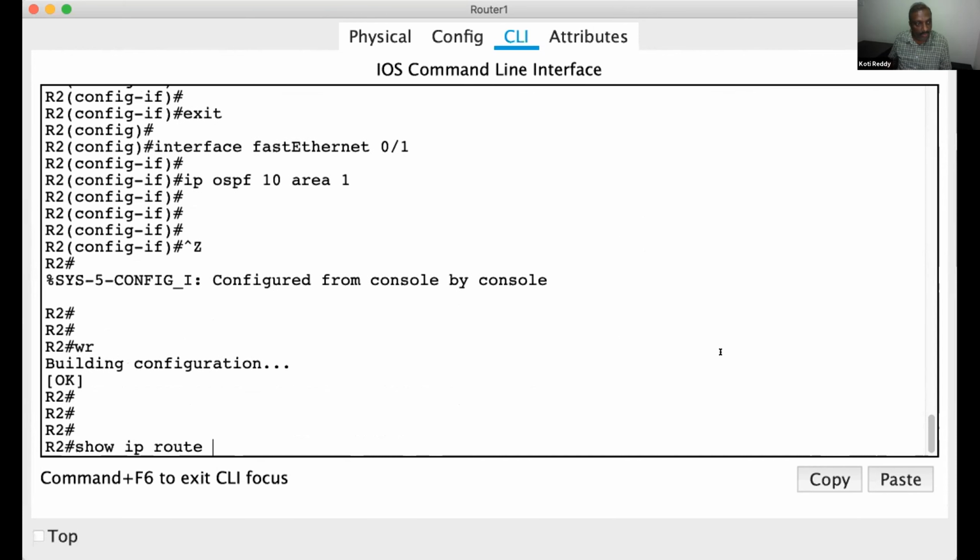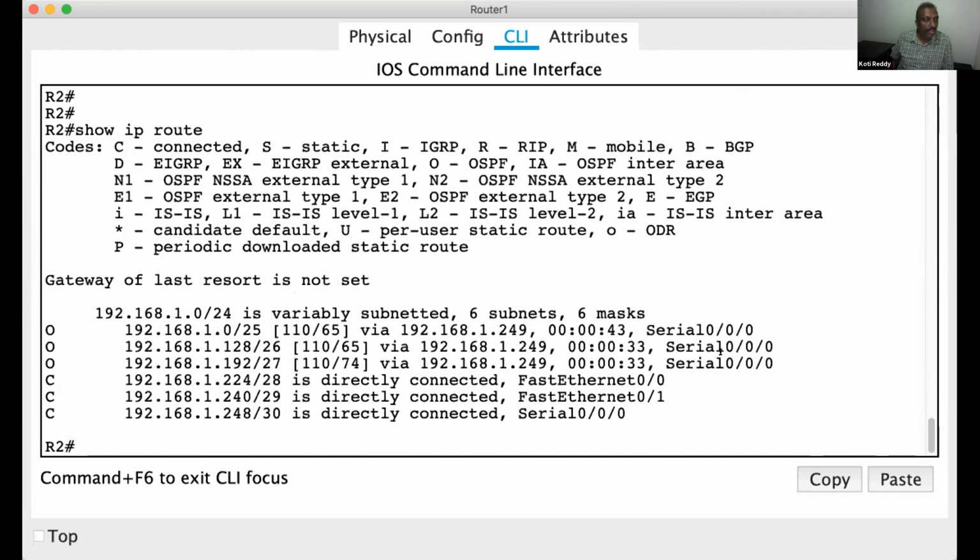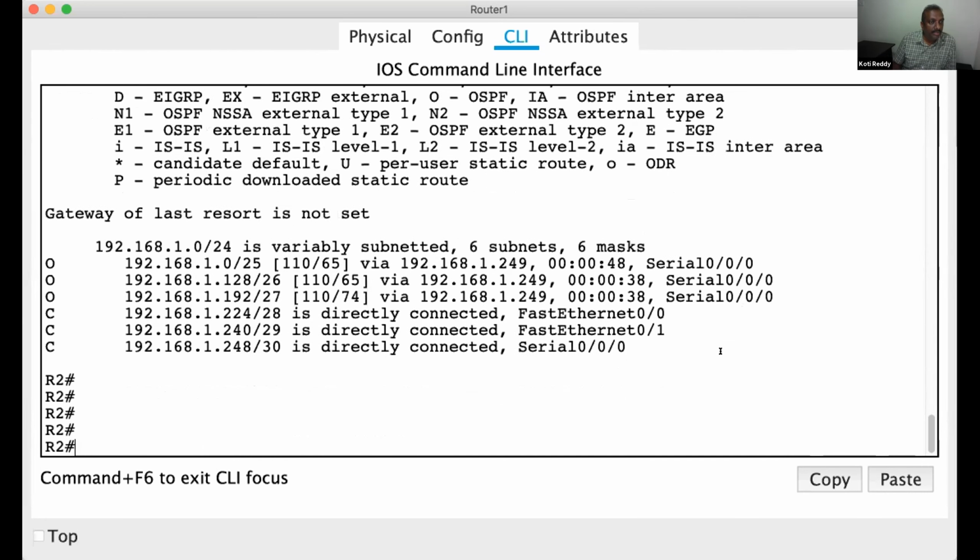Now I say show ip route. I know routes for all the network IDs, right? The O routes are there. If I go to R1 also, show ip route, we should see them as well.